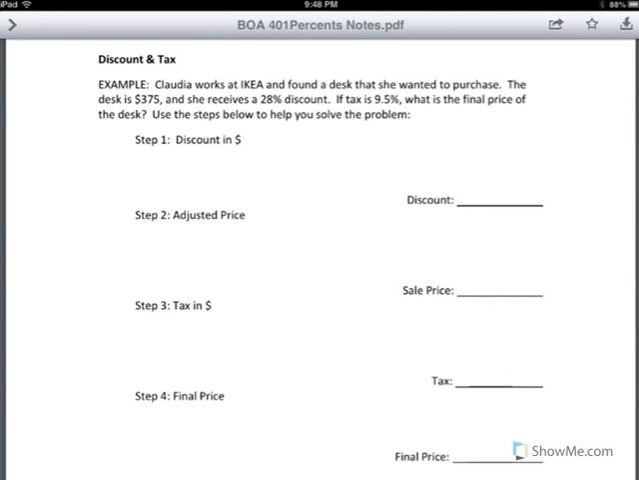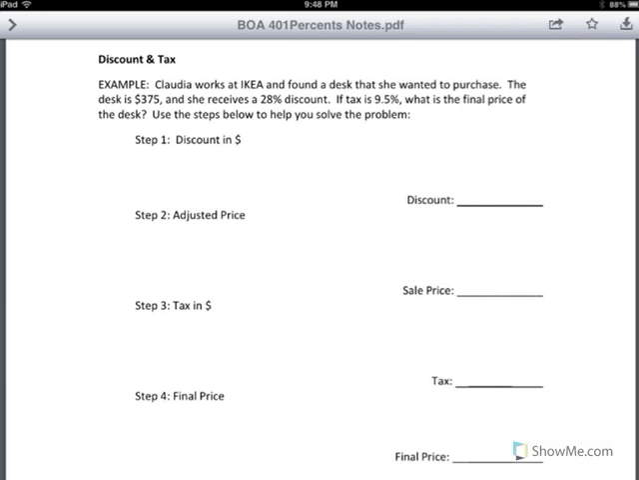The next type of problem we're going to visit is when we go to a store and we have a discount and the taxes added on at the end. This is a multi-step problem, so I broke it down for us. Here, we're going to read through the example and then we'll go through each step. Claudia works at IKEA and found a desk that she wanted to purchase. The desk is $375 and she receives a 28% discount. If tax is 9.5%, what is the final price of the desk?